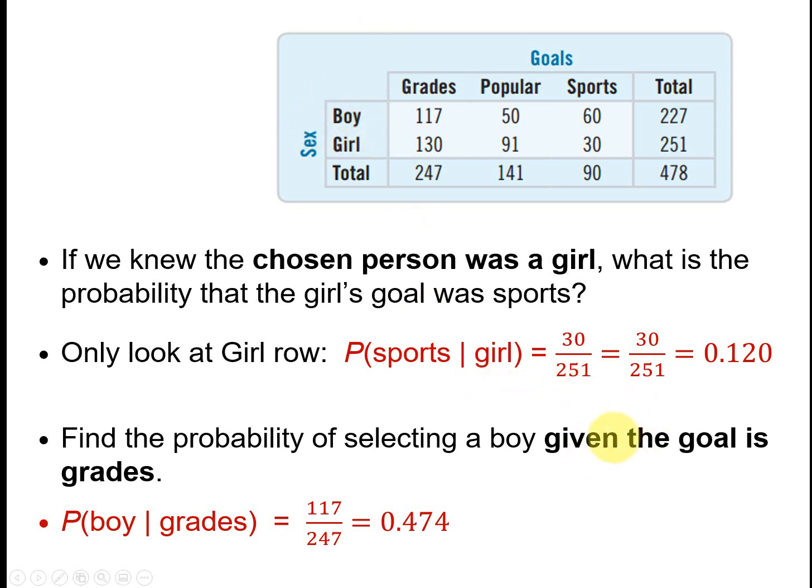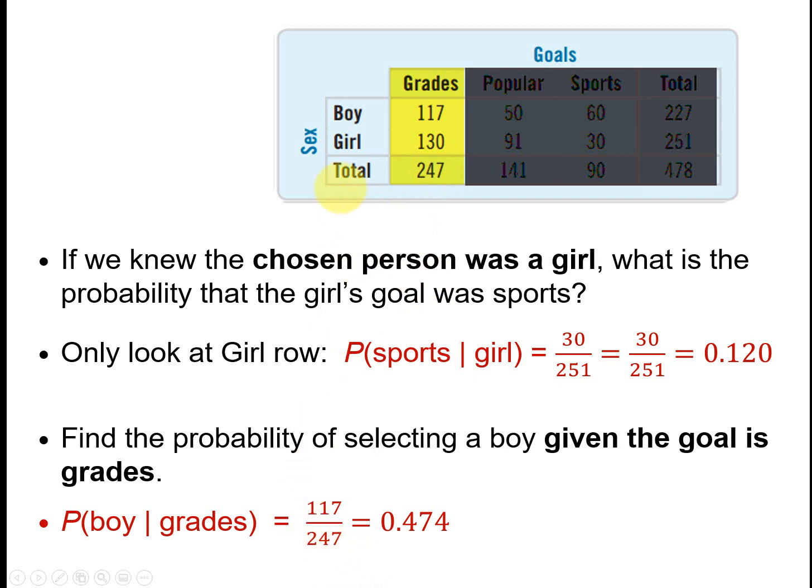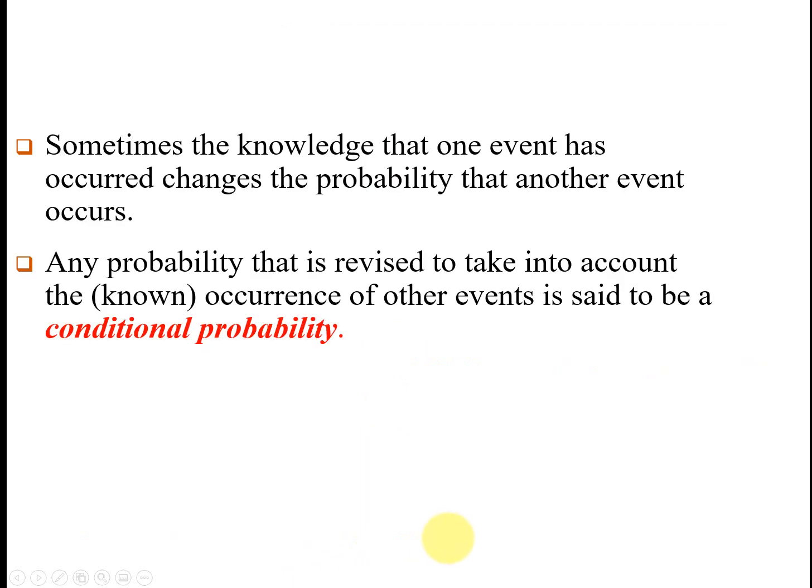So we're given the goal is grades, so it switches up here. We look at the grades column, and that's our denominator, that 247. And our intersection for boys and the grades is 117. So we get 117 divided by 247, and it equals 0.474. So sometimes the knowledge that one event has occurred changes the probability that another event occurs. And any probability that is revised to take into account the known occurrence of other events is said to be a conditional probability. And we just computed a few of those on the previous slide.